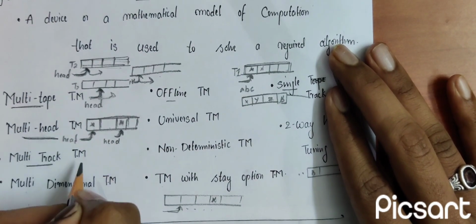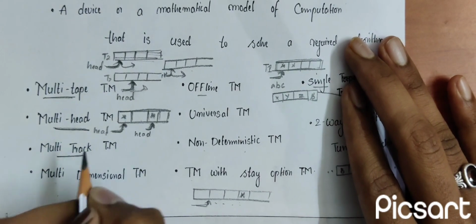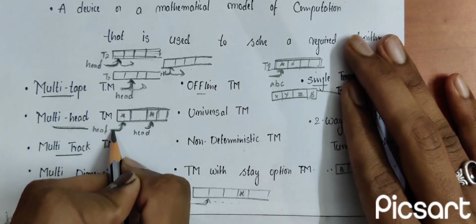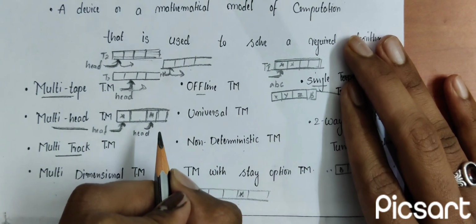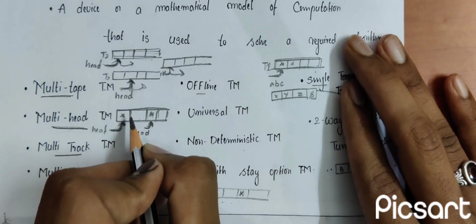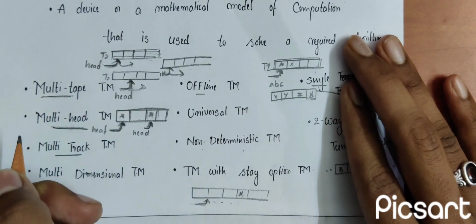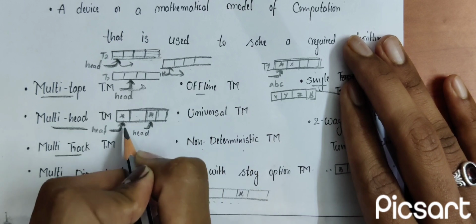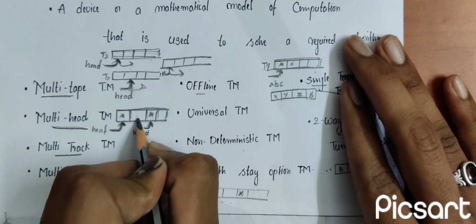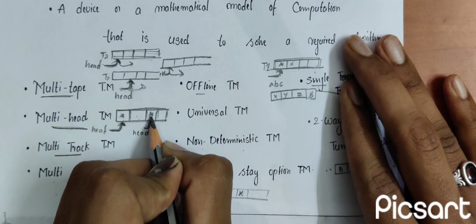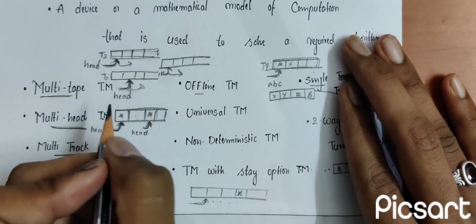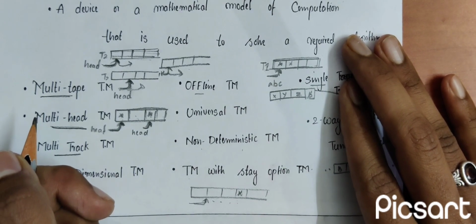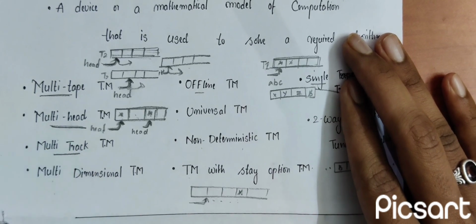When it comes to the multi-head Turing machine, in a single track you have multiple heads, and each head operates on the string. If I take the first column and the third column as the heads of the string, the first head is going to operate till the second column, and the second head is going to operate till the fourth column. So depending upon your placement of heads and the string elements you have, the multi-head Turing machine works.